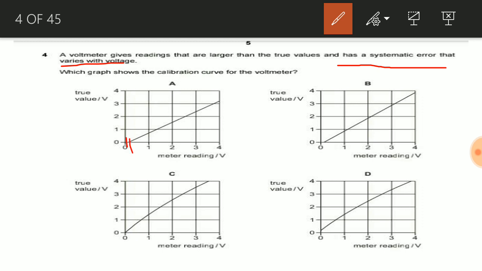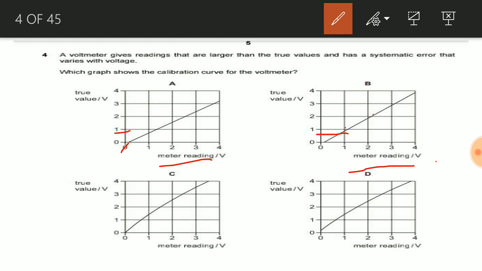When the true reading is 0, then there is already some reading in the meter reading. So this is the error. And if you see this diagram, option choice B, for the true value 1, there is a certain meter reading here, and for the value 2 there is also a certain meter reading here, but they are the same, they are not increasing. It means that the systematic error is not increasing here. But if you see option choice A, here is some certain systematic error at the beginning when the true voltage reading was 0.